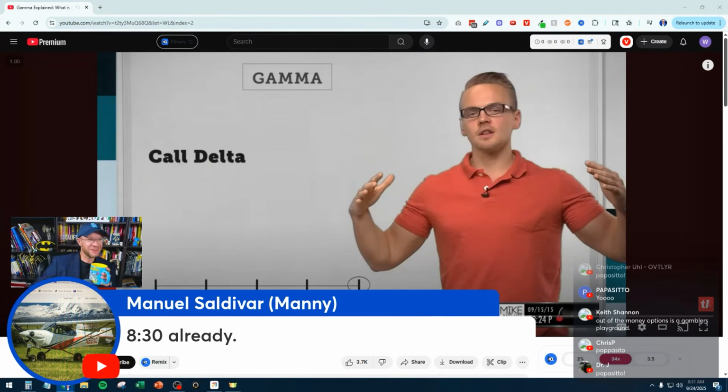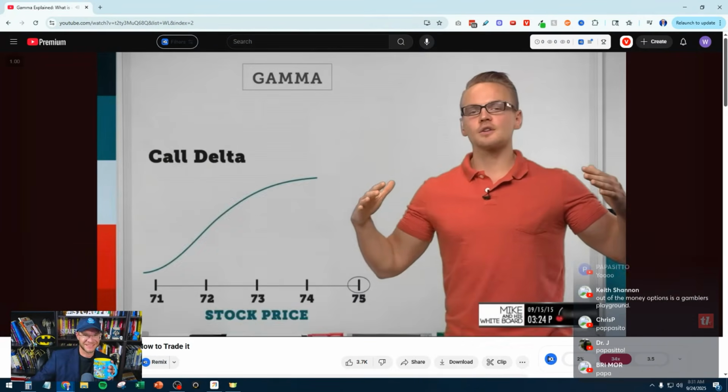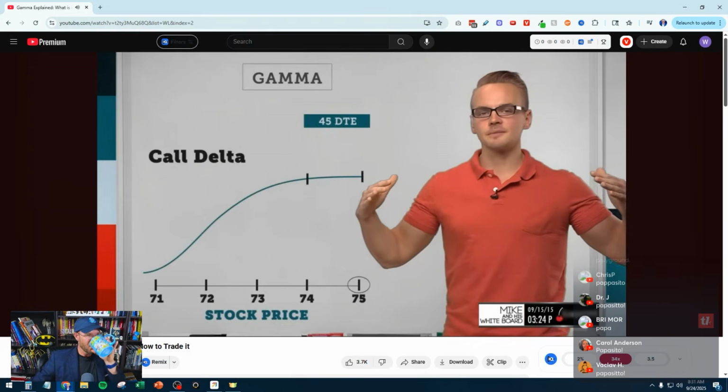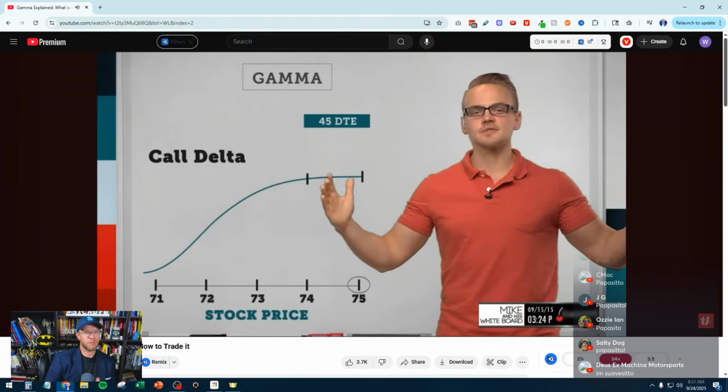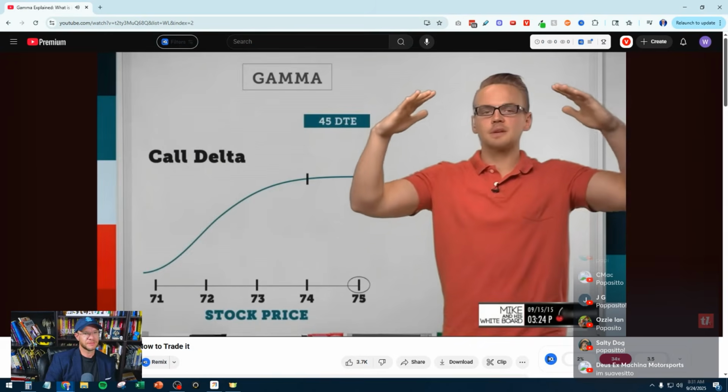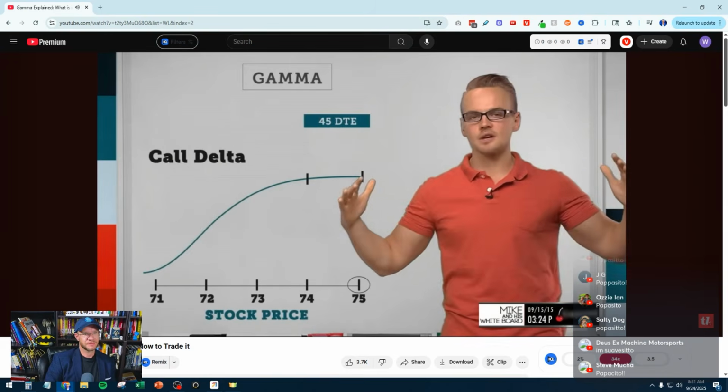This is my favorite thing in trading. Options are the best. With longer term days till expiration, the bell curve of probabilities is going to be pretty wide across a wide range of strikes.